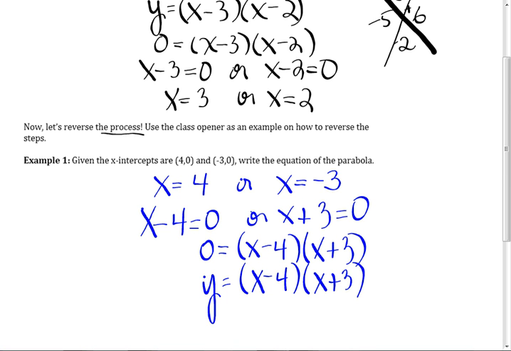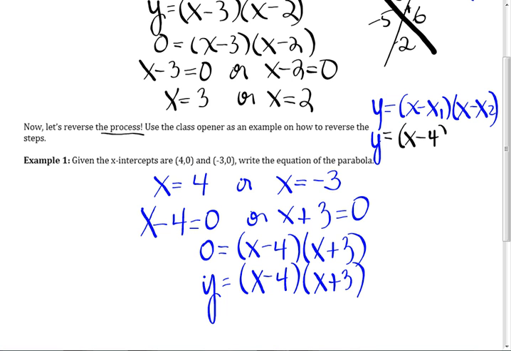So all we're going to do is start with the x-intercepts and rewrite it so we get 0, and then multiply the factors together. Then I get my function. You could use y equals x minus x1 times x minus x2, and then you have to worry about getting the signs correct. It doesn't matter, it's still the same thing. y equals x minus the first x coordinate and x minus the second coordinate. And I get the same answer. But if you forget, this always works.